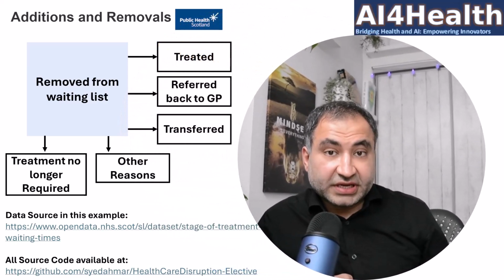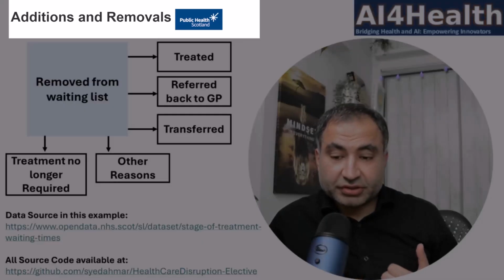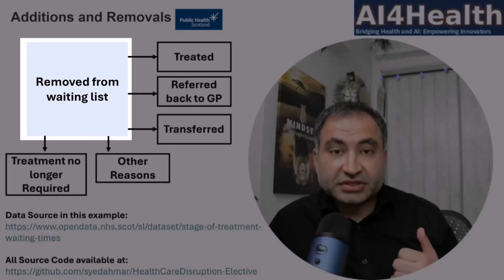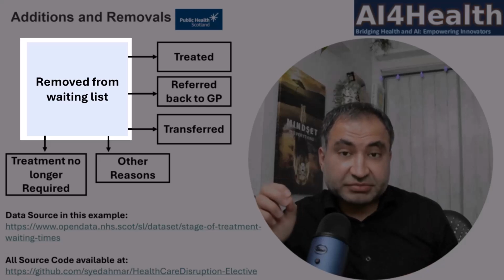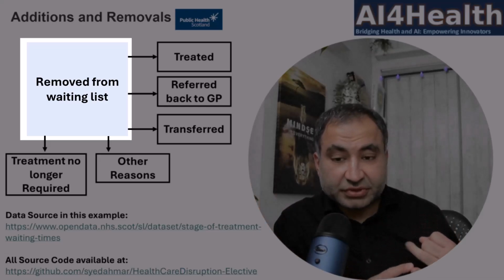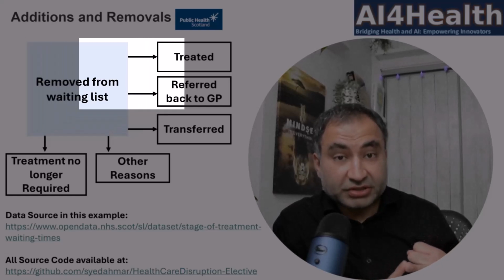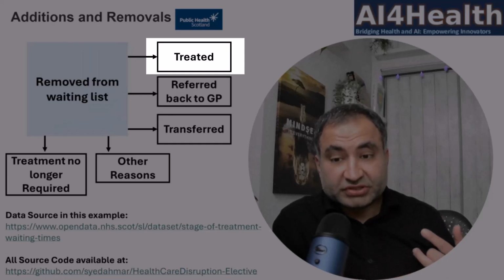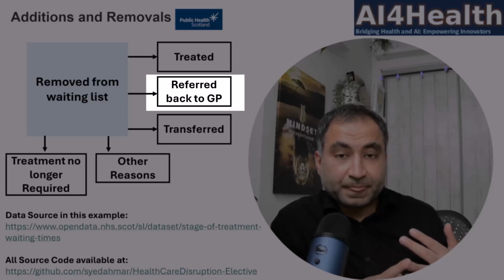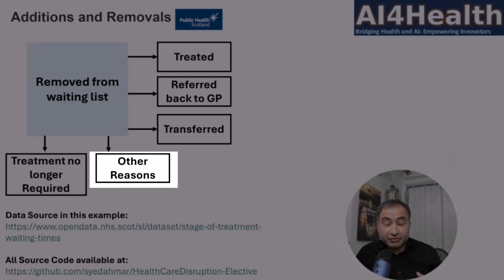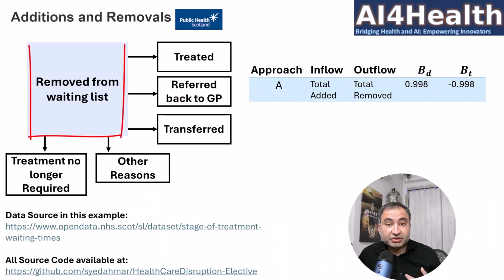A comparable data that is publicly available is from Public Health Scotland. Luckily, apart from showing the number of patients that are removed every quarter, the time series provided by PHS actually provides a breakdown of the patients removed. So all the patients that are removed from the system are a combination of patients who are treated, which is roughly 80 to 85%, but there are other reasons why patients might be removed, which include reasons such as they are referred back to GP or primary care, transfer, treatment no longer required, or other reasons which could include death as well.